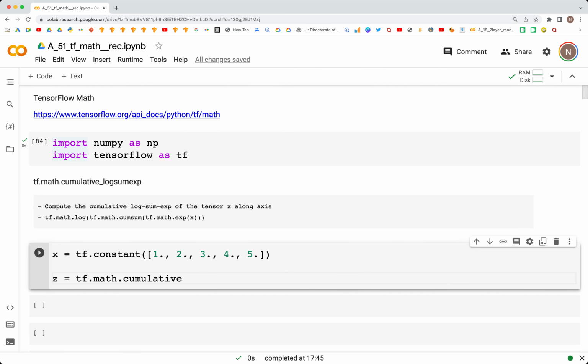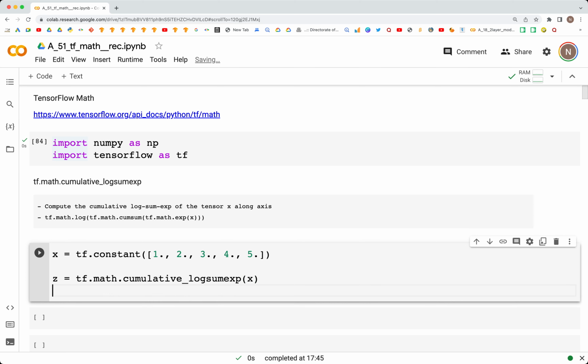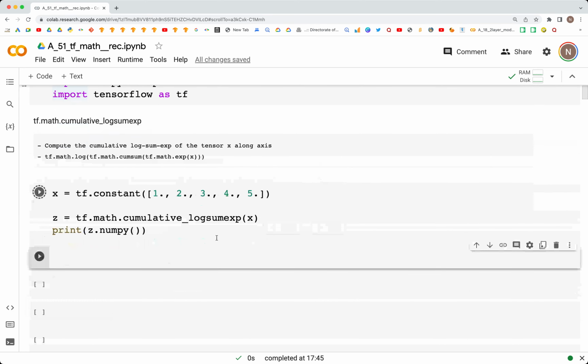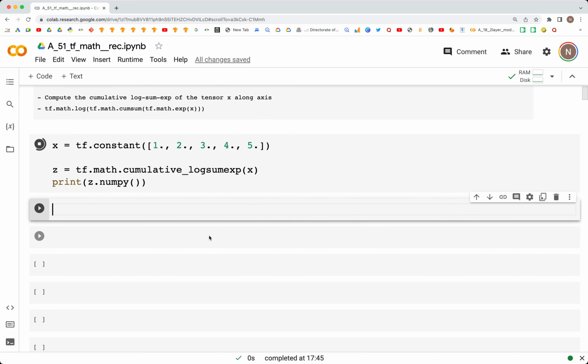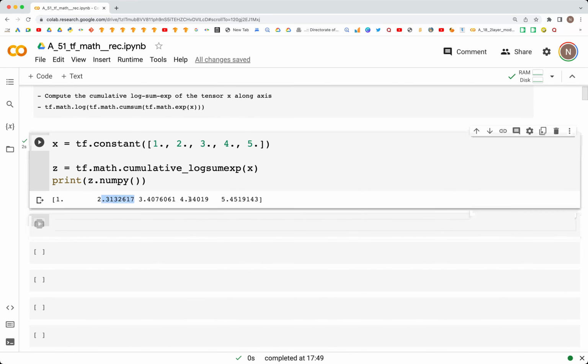tf.math.cumulative. So we are spelling out the word cumulative, log sum exponential exp, and input the value of x. And then we can print the output z in here. And so let's see what we get. This is the output. So we got the element wise values for the element wise conversion of. It's not really element wise because we are using these together.